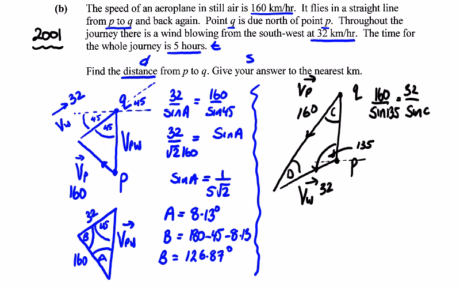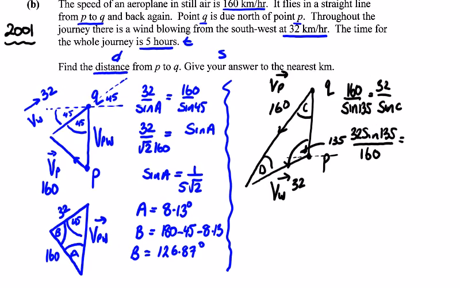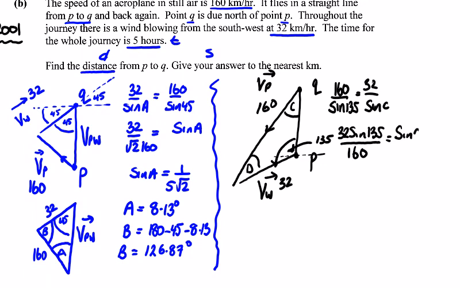The sine of C, so 32 sine 135 is going to be equal to 160 sine C, so divide by 160, and that will give us the sine of C, and this works out to be 1 over 5, and sine of 135 is root 2 as well, 1 over root 2. So it looks like it's the same size angle here. We're going to get definitely 1 over 5 root 2 again is equal to the sine of C. So therefore C is equal to 8.13 degrees.